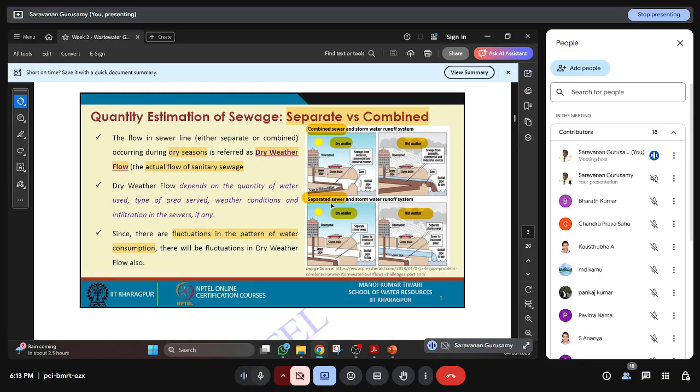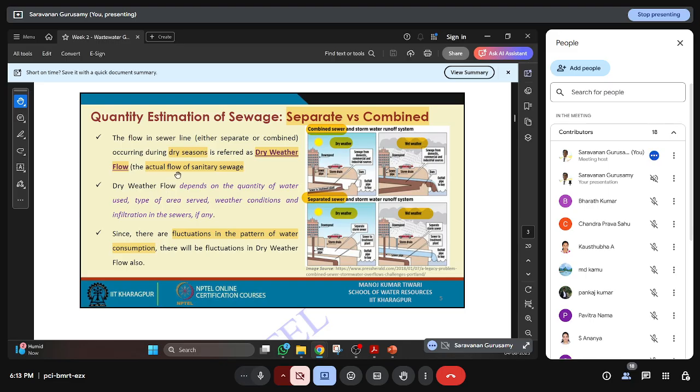But if you are designing a separated sewer, during both dry and wet weather, sewage will be carried in the sewer pipe, and the stormwater drain will be idle during the dry weather. But during wet weather it will take only the stormwater, and it will be discharged into the marines. You got the difference, right?